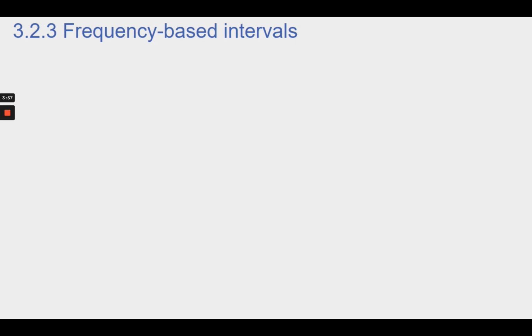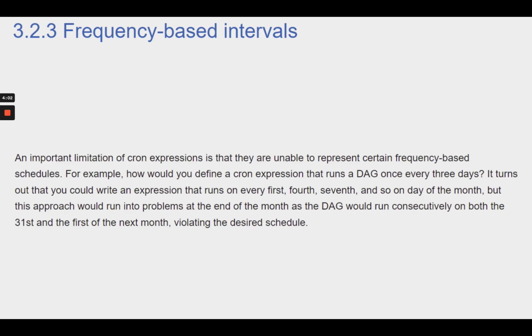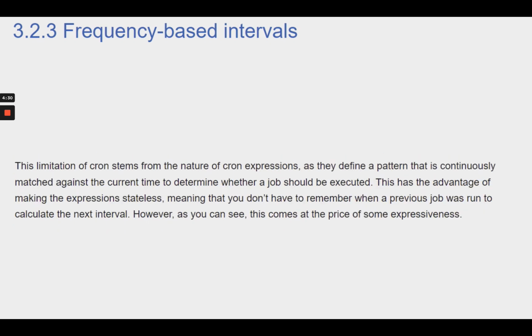Section 3.2.3. Frequency-based intervals. An important limitation of cron expressions is that they are unable to represent certain frequency-based schedules. For example, how would you define a cron expression that runs a DAG once every 3 days? It turns out that you could write an expression that runs on every 1st, 4th, 7th, and so on day of the month, but this approach would run into problems at the end of the month, as the DAG would run consecutively on both the 31st and the 1st of the next month, violating the desired schedule.